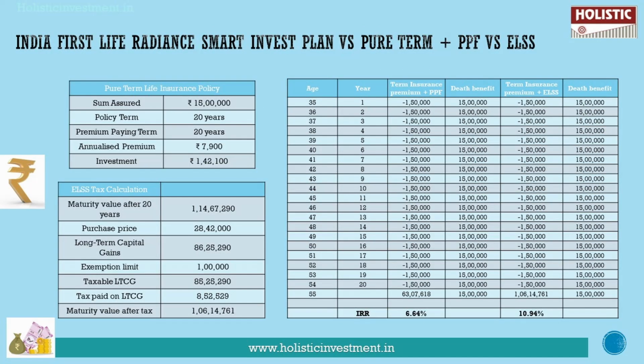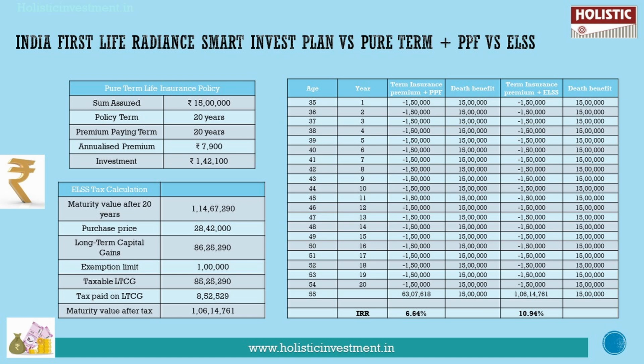So as we can see from the IRR analysis, the India First Life Radiant Smart Invest Plan is not giving us justifiable returns. Now we are going to move to the next part of our analysis, where we are going to compare this policy with other investment products available in the market, just to see if we invest the same amount of time and money in other investment products, will it give us more returns than investing in the India First Life Radiant Smart Invest Plan.